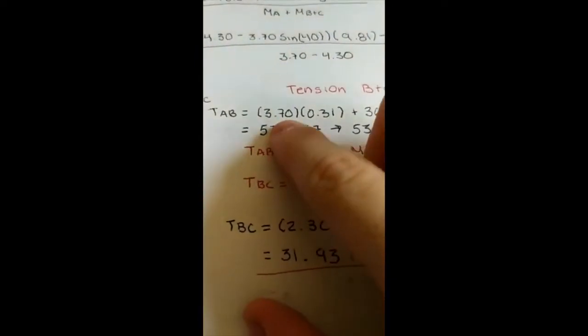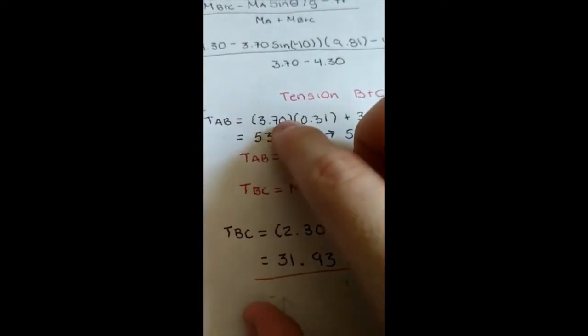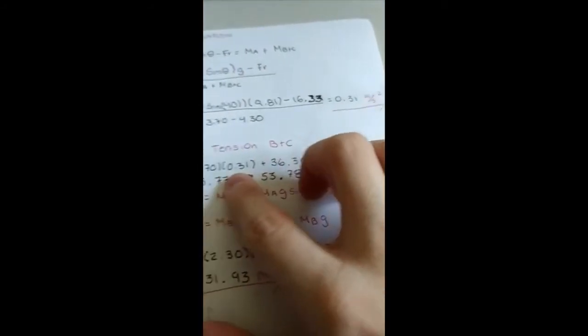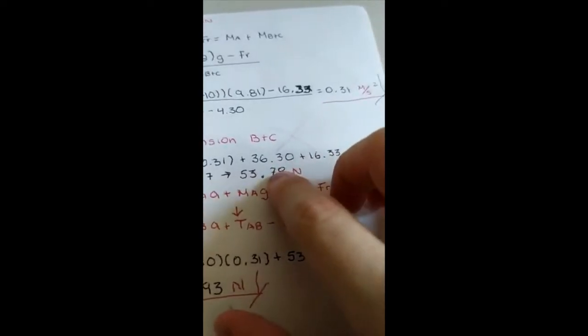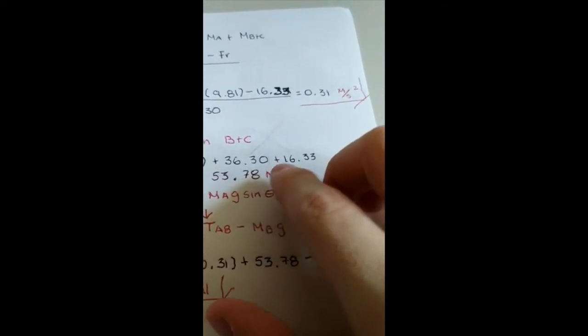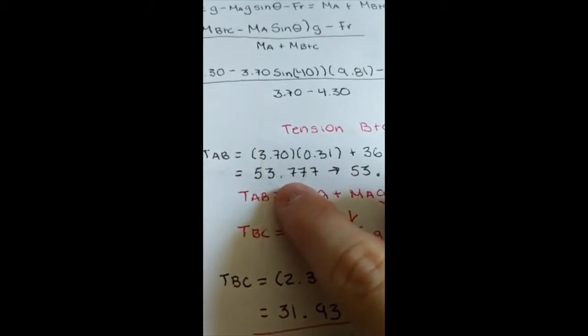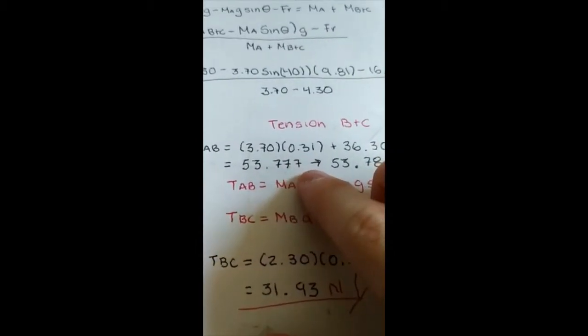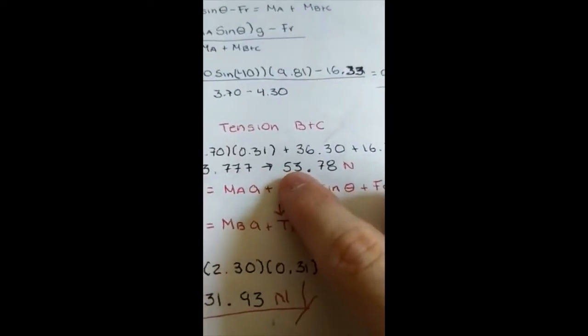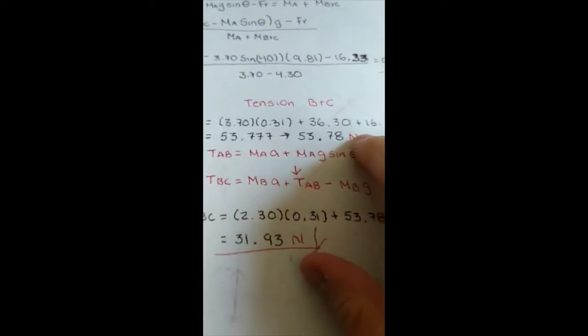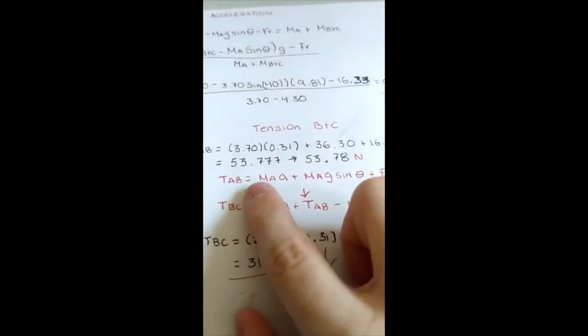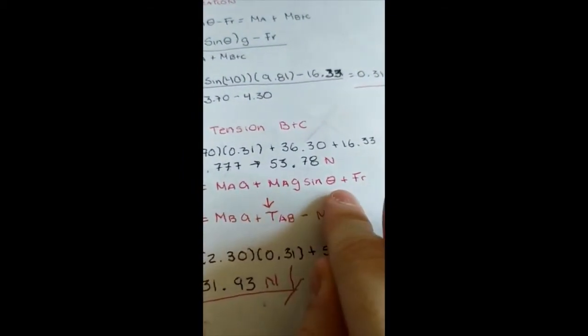is 3.70, which again is the mass of A, multiplied by 0.31, which is the acceleration, plus 36.30 plus 16.33. This will give us 53.777. You can round it up if you want. Again, 53.78 newtons. And this was given to us by this beautiful formula right here.